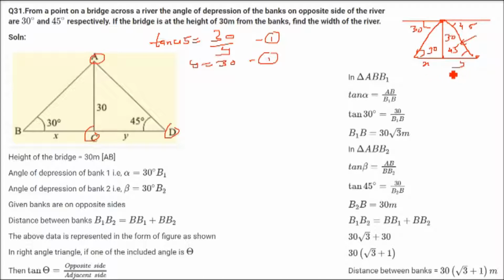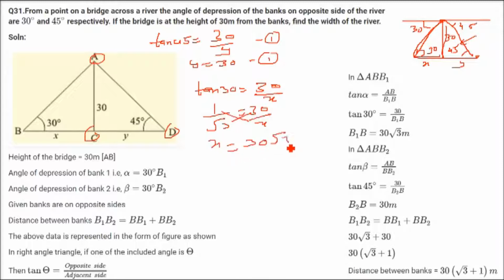We are going to find x and then we'll add. So now let us take this triangle. Tan 30 here will be perpendicular by base, 30 by x. Now tan 30 is 1 by root 3, so 1 by root 3 is 30 by x. Now multiply this. x becomes 30 root 3.